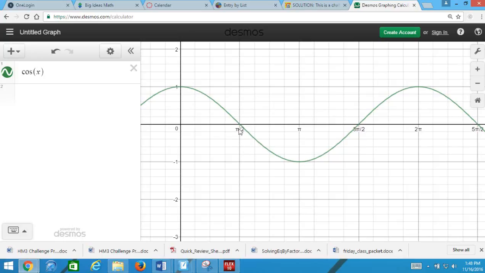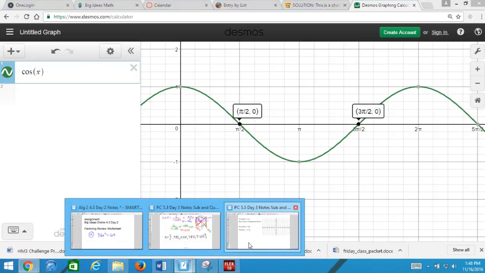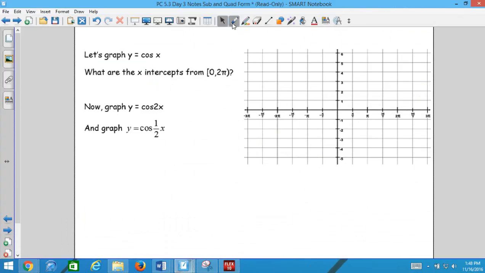Okay, so then the question is where are the x-intercepts? Boom. Remember, we can just click on them. You can just touch screen them, and it should come up as pi over 2 and 3 pi over 2. Those are the x-intercepts for cosine when nothing is done to it. So you're going to write on your notes pi over 2 and 3 pi over 2.